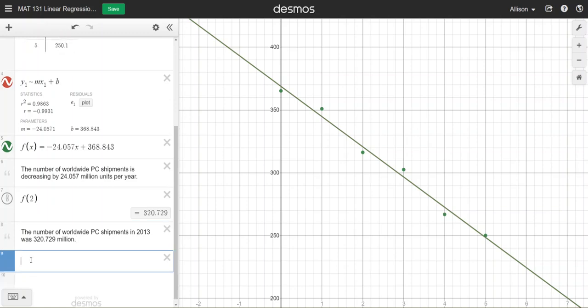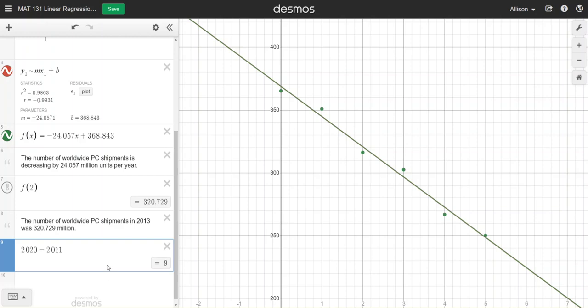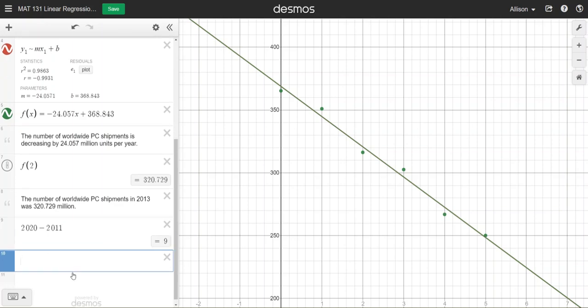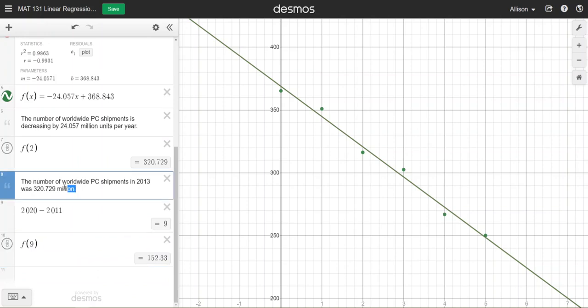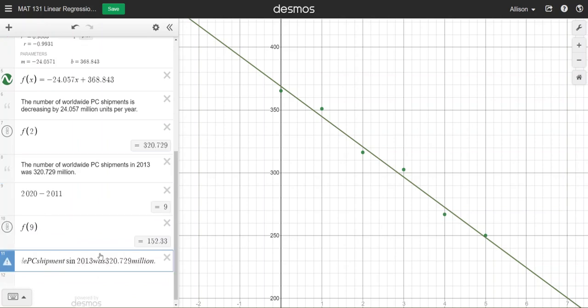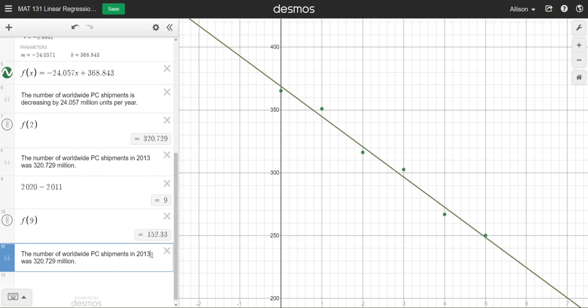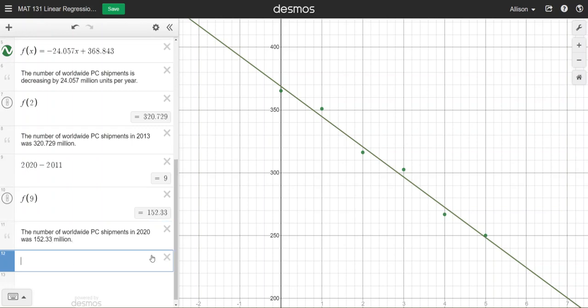All right. Part E asks us to use the regression equation to predict the number in 2020. All right, so I know that 2020 is 9 years past 2011. They didn't tell me this time what to plug in for t, but I can compute that. And then I'm going to evaluate my function for an input of 9, since it's still a year value that I'm trying to predict. And then we can have a similar statement down here, in a note box that says now in 2020, the number of PC shipments was 152.33 million. All right, so very similar prediction right there.